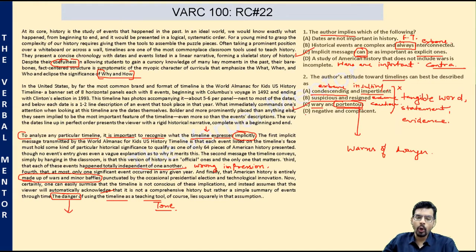For tone-based questions, always try to find out a tangible word, a tangible evidence in the passage which justifies one of these answer choices. Rather than go merely by intuition or intuitive understanding of the tone, always try to locate a tangible evidence in the passage. So option C is better. Negative, yes, author is negative about timelines. Okay, no problem with the word negative.